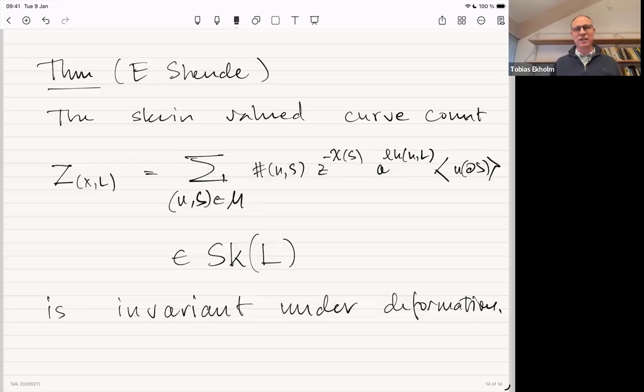It would be great to understand better how this works, and there are many suggestions. You should count BPS states and so on, but the question is what they are in terms of this counting. It should be some curves collected together or something like that. But I don't know the answer to that right now.